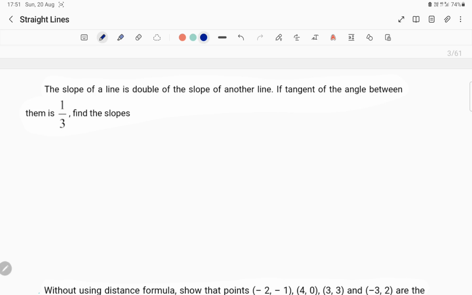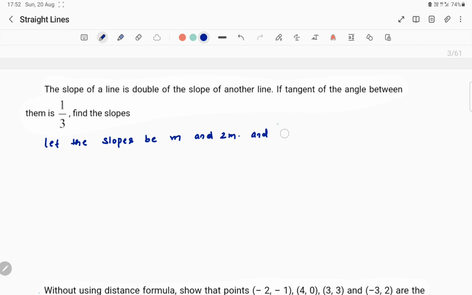The next question again we have is: the slope of a line is double the slope of another line. If the tangent of the angle between them is 1 by 3, then find the slopes. So no problem, we can assume that the slopes be m and 2m.